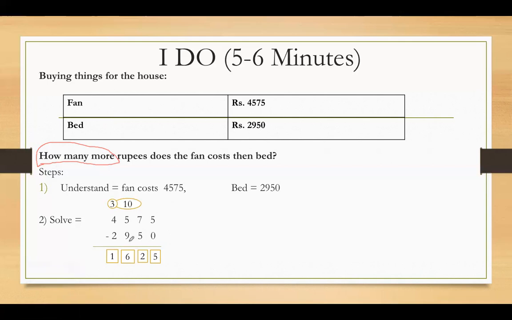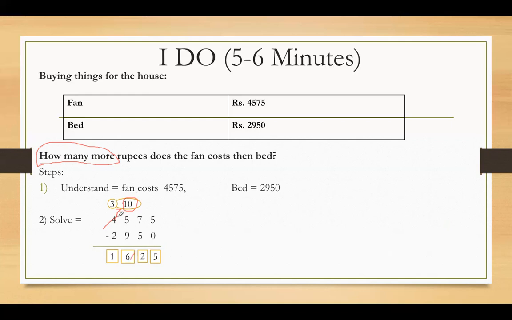Because 5 is smaller than 9, we cannot subtract 9 from 5. So what we will do, here is 4. We will borrow 1 from here, and then it becomes 10. So 10 plus 5 is 15. 15 minus 9 is 6.